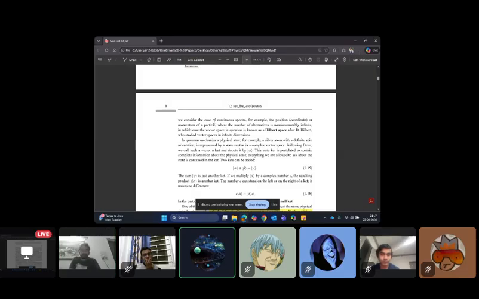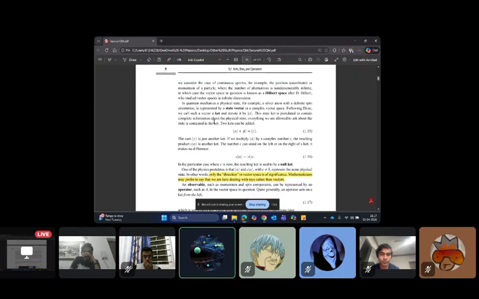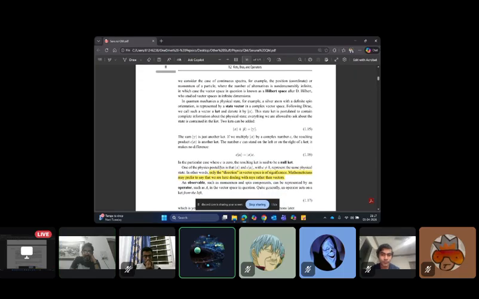Two kets can be added. Alpha and beta, alpha plus beta is equal to gamma. So the sum gamma is just another ket. If we multiply alpha by a complex number C, the resulting product C alpha is another ket. The number C can stand on the left or on the right of a ket. It makes no difference. In the particular case where C is zero, the resulting ket is said to be a null ket. That's obvious, I suppose.